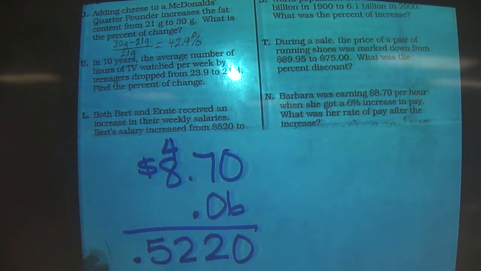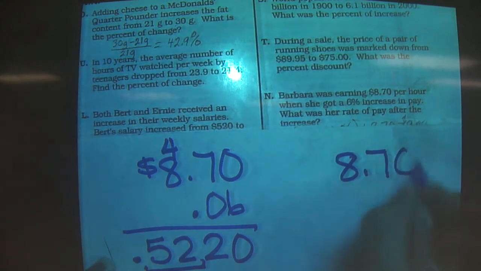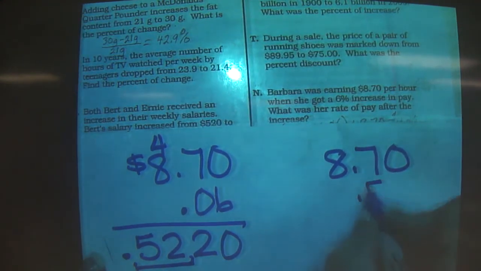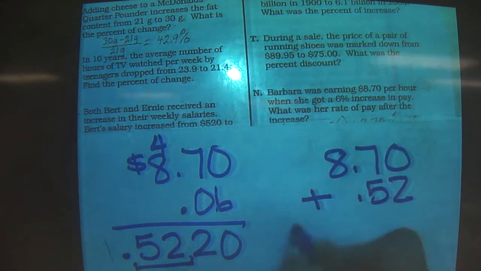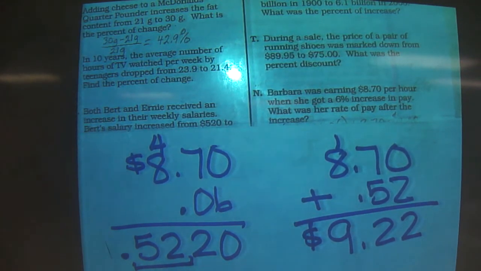So what did she really get? 52 cents, because we don't have 0.2 cents. So instead of earning $8.70, she earned how much? She's now earning $9.22. Not bad, I'll take it. You know, an extra 50 cents an hour, work 8 hours a day, that's an extra $4. You know, go buy you a coffee. You go to Starbucks on $4, right?